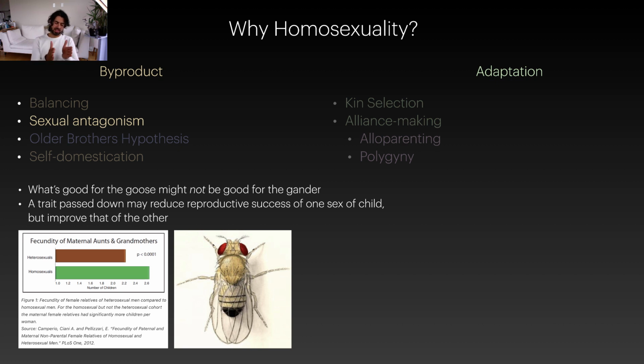What they found was that the female relatives of that artificially selected group of homosexually oriented fruit flies would actually have better reproductive success than the female relatives of fruit flies that weren't put through this selection process.